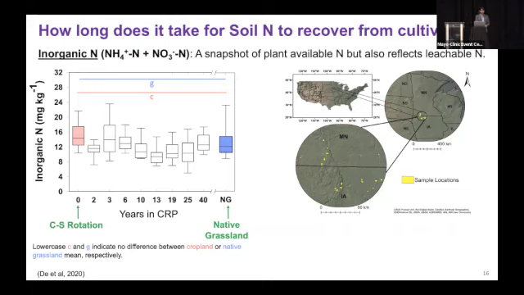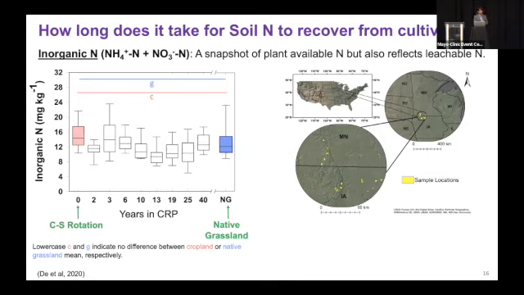The first one that I'm showing you here, and in the next few slides, is exactly the same kind of figure. This is the inorganic nitrogen, which is a snapshot of how much plant-available nitrogen is present in your soil, or, another way, how much nitrogen is being lost through leaching. That gives you that snapshot.